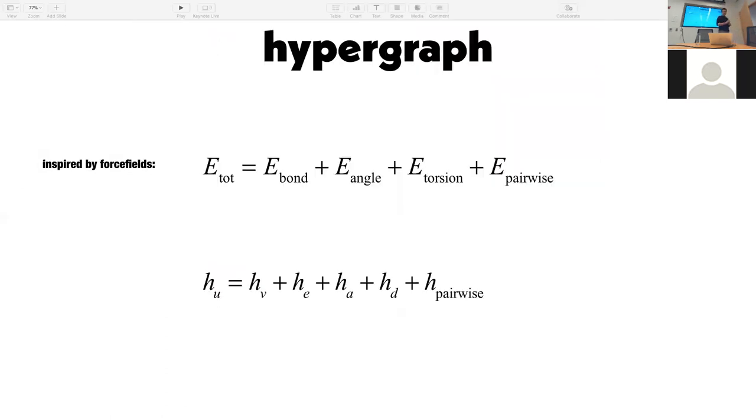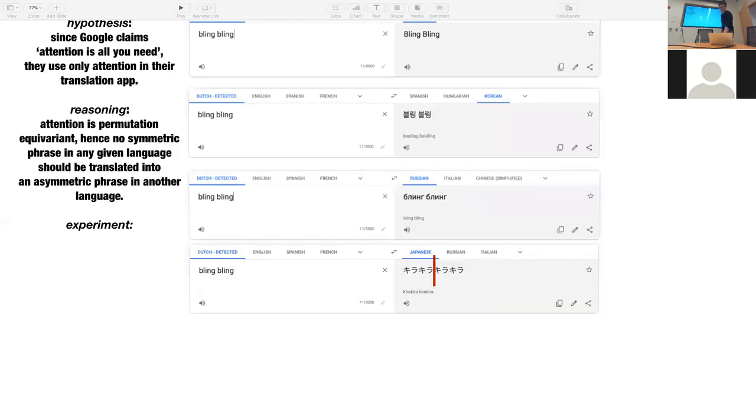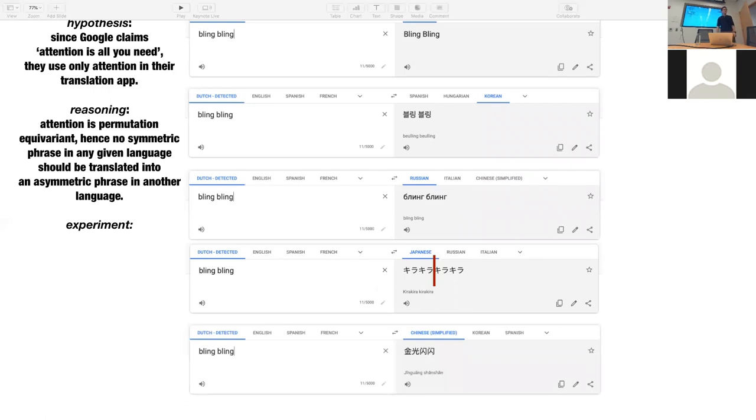All right, so moving back to hypergraph. Quick question. Yeah, sure. If you go back to the previous slide, is that a paper with the hypothesis of Google? No, it's just a little experiment that I did. I mean, then it's not really Google claiming anything, right? Oh, "Attention Is All You Need" is the title of the paper. That Google released. Oh, okay. That's what I was asking. Yeah. Okay.